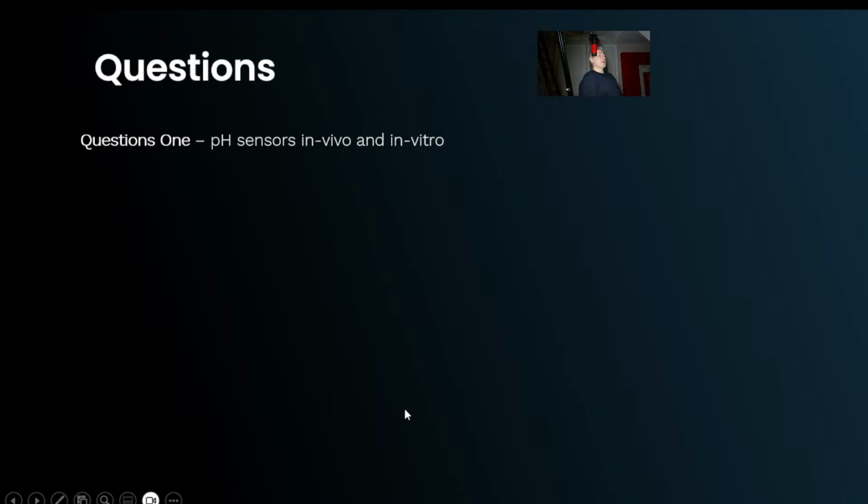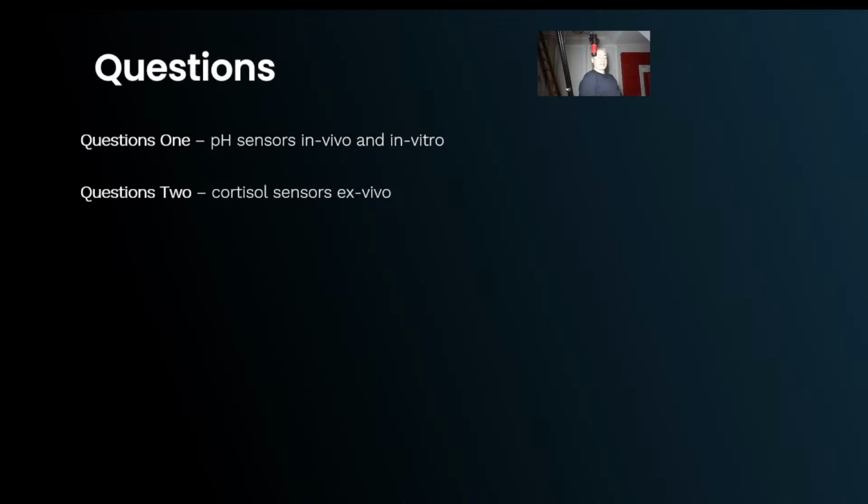Right, so question number 1, pH sensing. I put here in vivo and in vitro. I really think this is about in vivo, within the body. Question number 2, cortisol sensors. I put ex vivo here. What I really mean is sensors that are potentially wearable, though I think cortisol is much easier to do from saliva. If I'm looking for a non-invasive way, I do it by saliva.